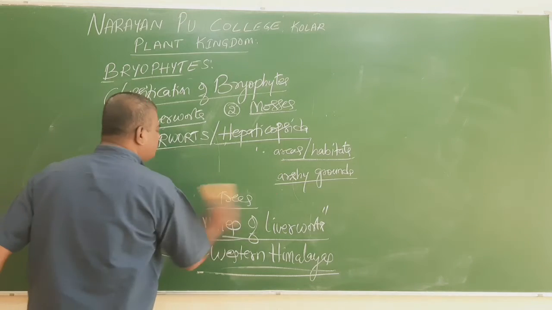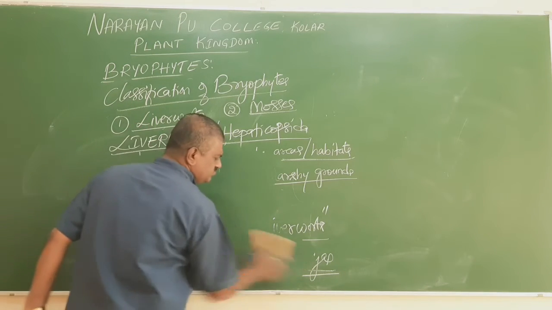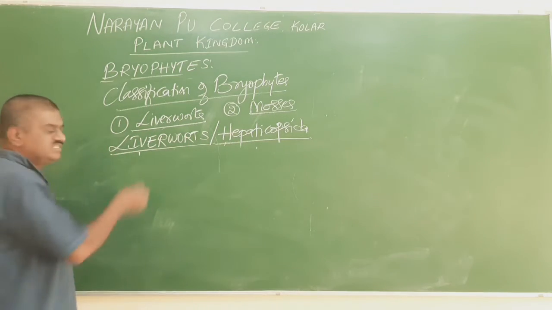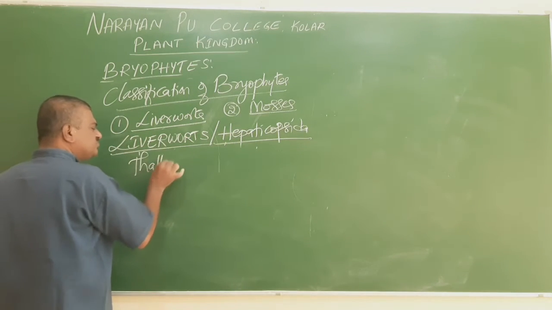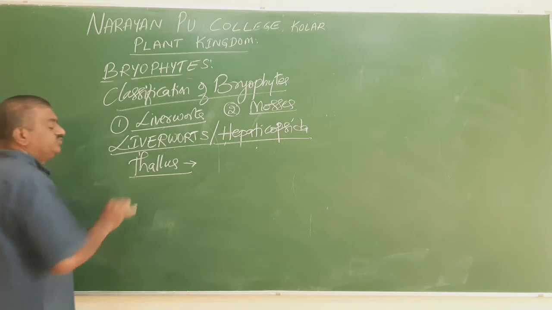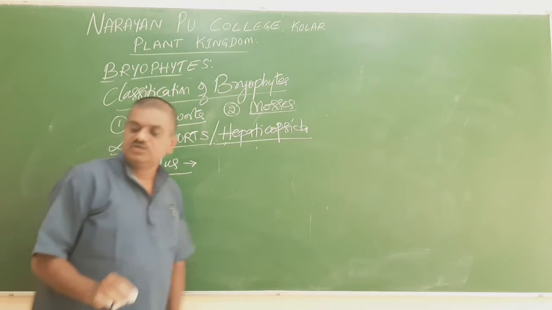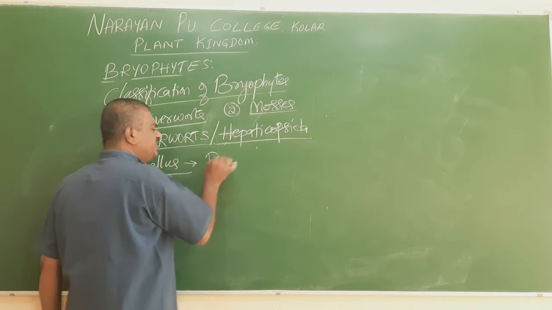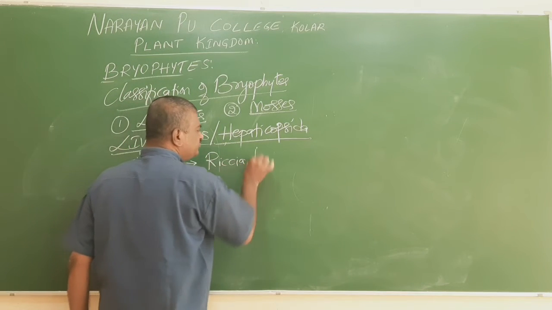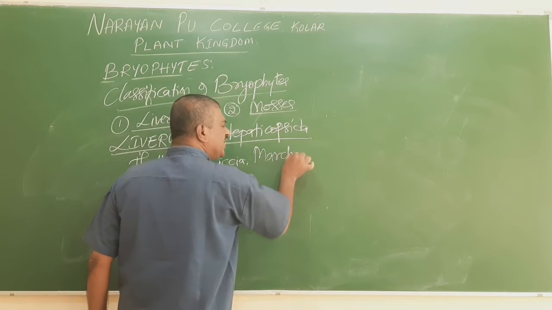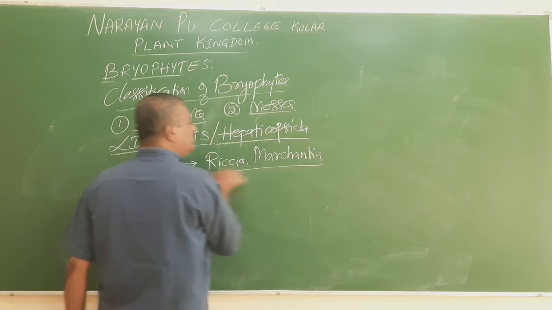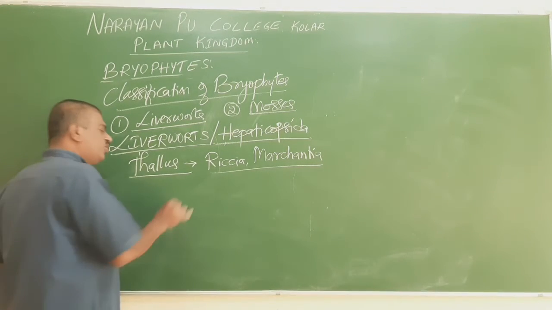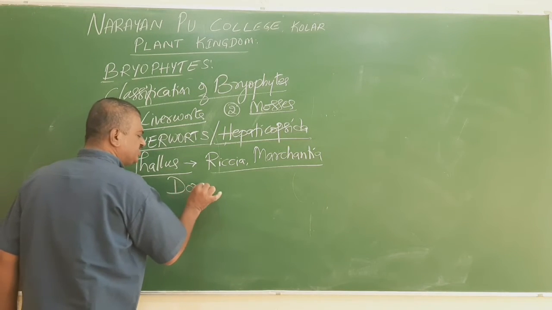In the plant body of liverworts, a thallus or thallus-like plant body is present, and it can be noticed in Riccia and Marchantia. So here a simple plant body is present, and the plant body is dorsiventrally flattened.